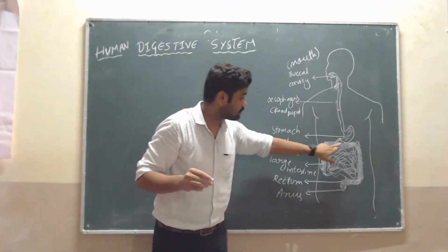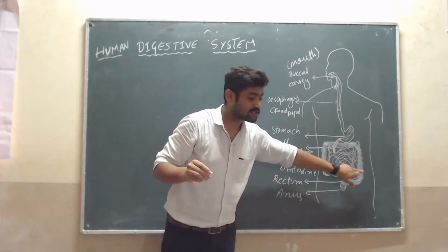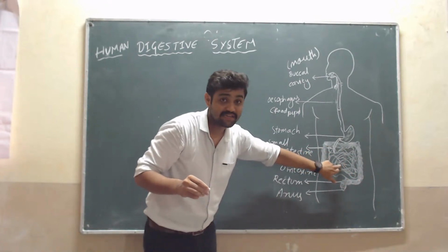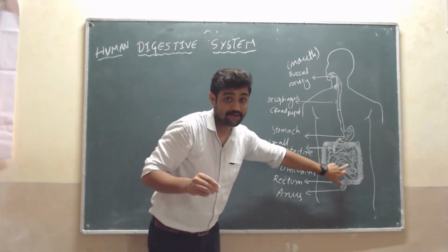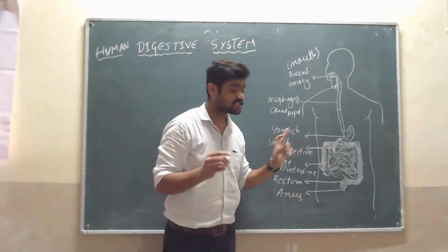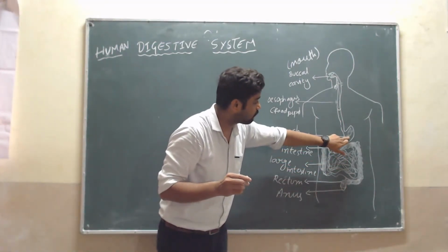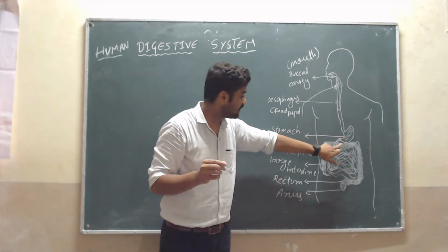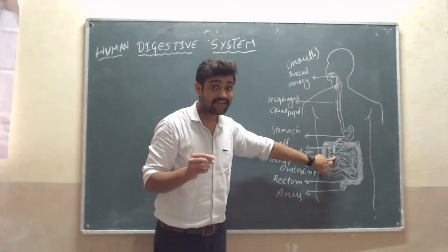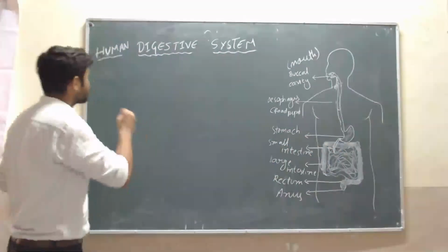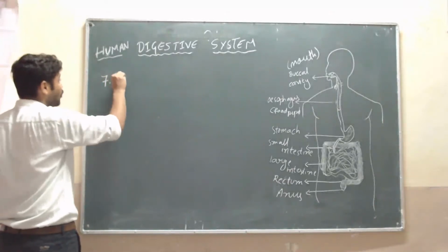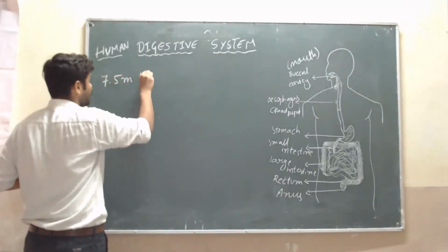If you mark it like that, that is not the small intestine. That is inside this; this is the small intestine. The protein digested food enters into where? Small intestine. See, the small intestine is 7.5 meters in length.